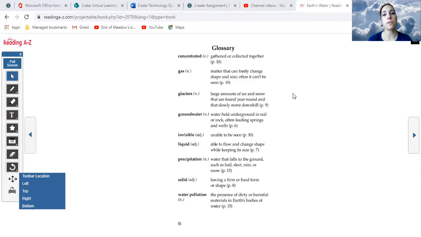Glaciers. They're large amounts of ice and snow that are found year-round and that slowly move downhill. Groundwater is water held underground in soil or rock, often feeding springs and wells.